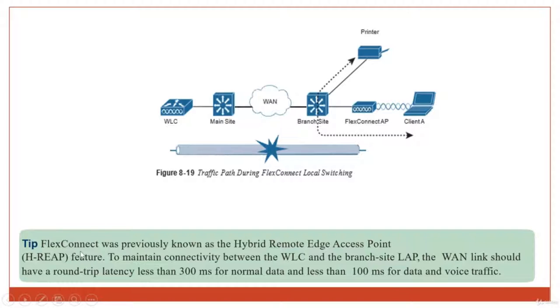We have a small tip here: FlexConnect was previously known as the hybrid remote edge access point, or H-REAP, feature. To maintain connectivity between the WLC and the branch side LAP, the WAN link should have a round trip latency of less than 300 milliseconds for normal data and less than 100 milliseconds for real time traffic. So the idea behind the FlexConnect architecture is that we can do local switching.